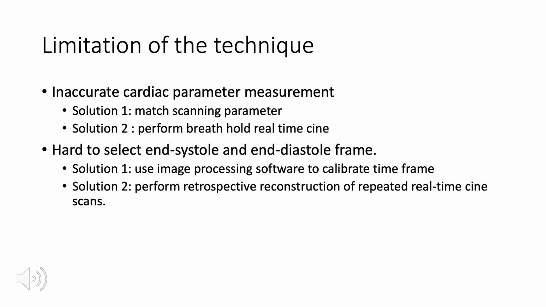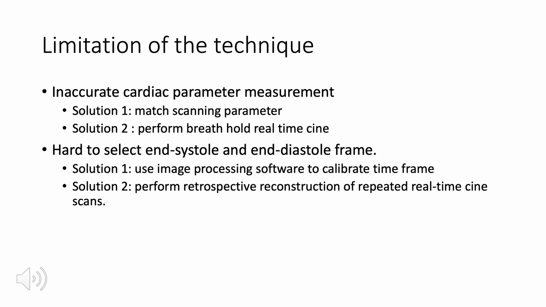Like what we discussed in the previous slides, there are a couple of limitations to this new technique. The first is the inaccurate cardiac parameter measurements. They provided a couple of solutions to this problem. The first solution is to match the scanning parameters. In the results section, they mentioned that their scanning parameters are different between the Radial Cine acquisition and the gold standard breath holding Cine. The second solution is to perform a breath hold real-time Cine.